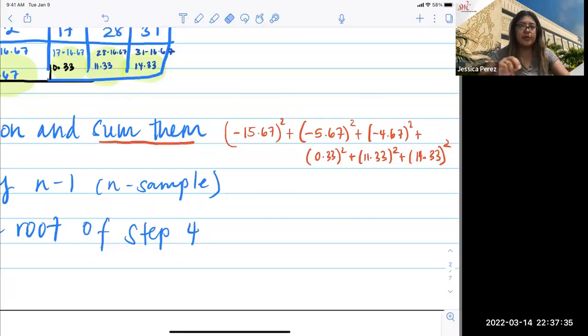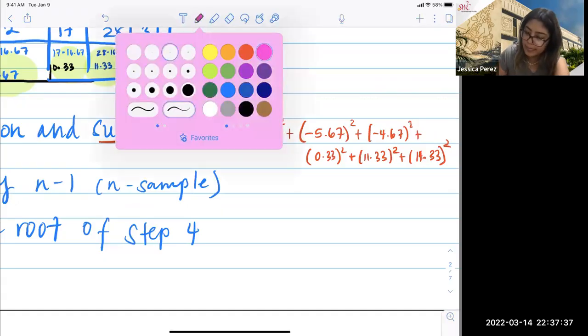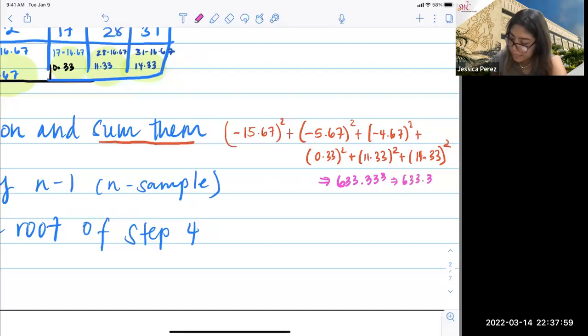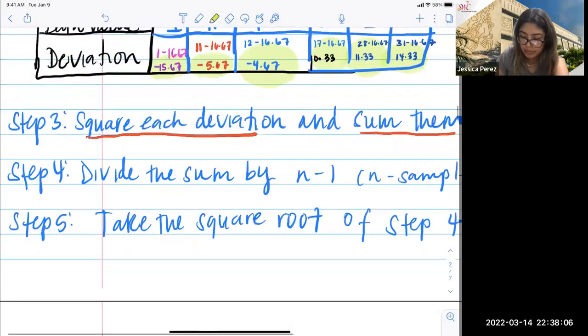And that gives me a total of 633.34. This is rounded. Oh, sorry. Let me read that. So it's 633.333. So 633.33. So that is the number I get from step 3.